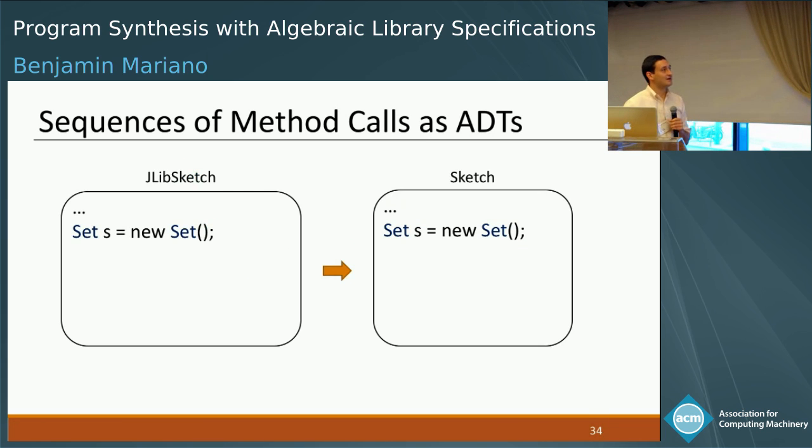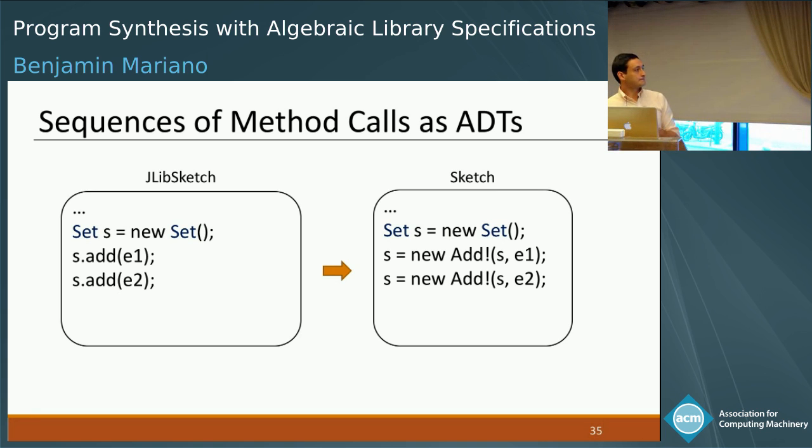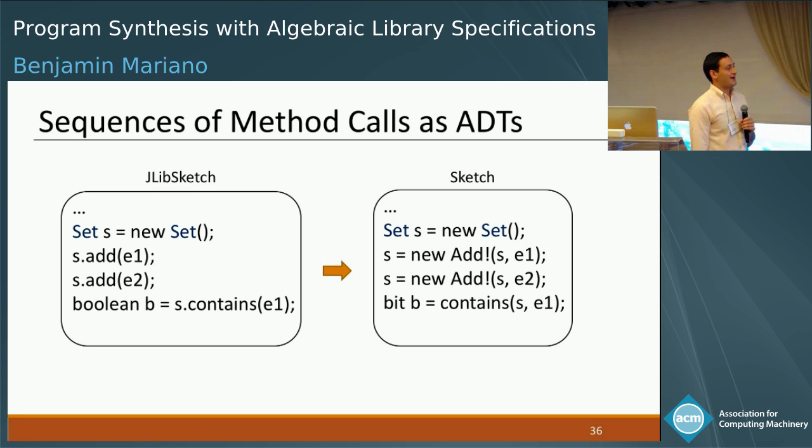Okay, so let's take a look at an example to see how this works in practice. On the left, we have JLibSketch code, and on the right, we have Sketch code. So you'll notice we declare a set on the left, and it just becomes the identical code on the right. But on the right, keep in mind, now we're dealing in the domain of abstract data types in Sketch. Okay. So now we add two elements, E1 and E2. And you'll see on the right, this becomes two different constructors of new ADTs using this add bang constructor. And finally, we're going to have a call to ask if it contains the element E1. And this is translated fairly straightforwardly into Sketch as a function call.